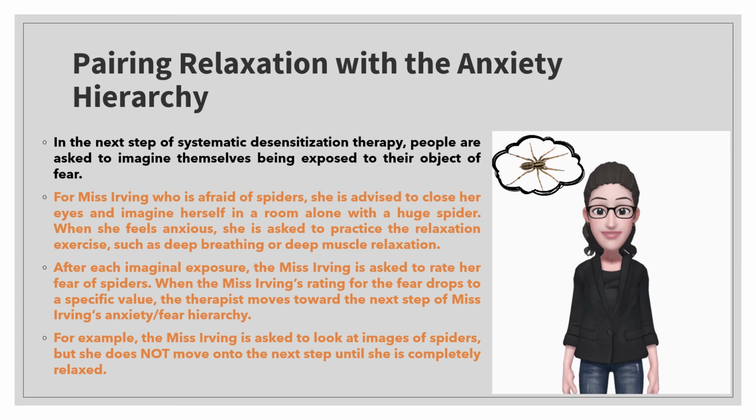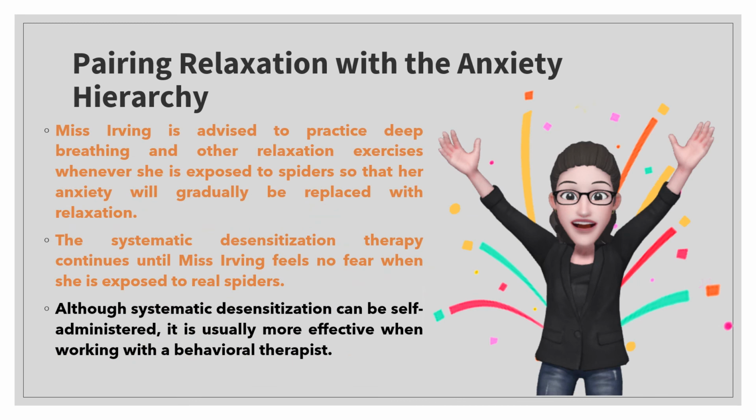When Miss Irving's rating for the fear of spiders drops to a specific value, the therapist moves on to the next step of Miss Irving's anxiety hierarchy. For example, Miss Irving is asked to look at images of spiders and then be in the same room as spiders, but you don't move on to the next step until Miss Irving has actually completely relaxed around that particular stimuli step.